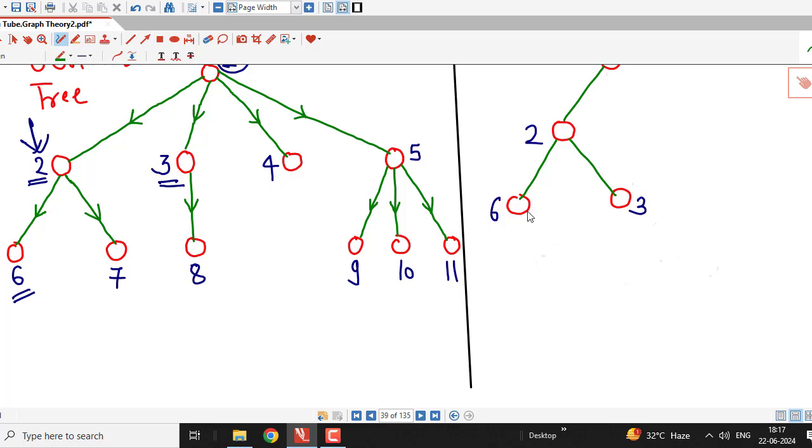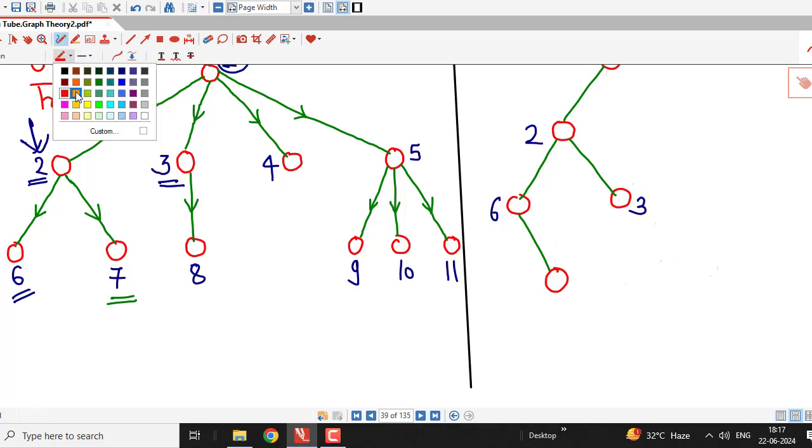Suppose we check for 6. So left child of 6 is equal to leftmost child of 6 in general tree, but here 6 has no child, therefore 6 has no left child in binary tree. And right child of 6 is right sibling of 6 in general tree, and sibling of 6 is 7. So we will join 6 with 7, because 7 is the right sibling of 6. Therefore 7 is the right child of 6 in binary tree.